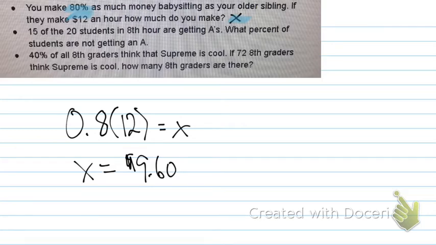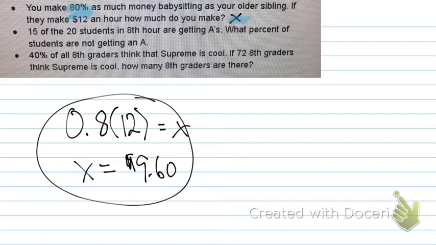Okay, let's look at this one about grades. Nathan, help me out, man. So this is from the first bullet. Second bullet: 15 to 20 students in 8th hour are getting A's. What percentage are not getting A's? So, I'm going to want a percent, a part, and a whole. Tell me what they are, my man.